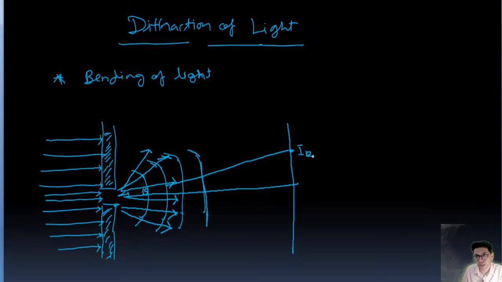Intensity I_R, the resultant intensity. So this is the diffraction of light. Diffraction means bending of light, guys. In simple language, these are spherical wavefronts, guys. It is not looking spherical, right? But consider it spherical. So this is the bending of light.